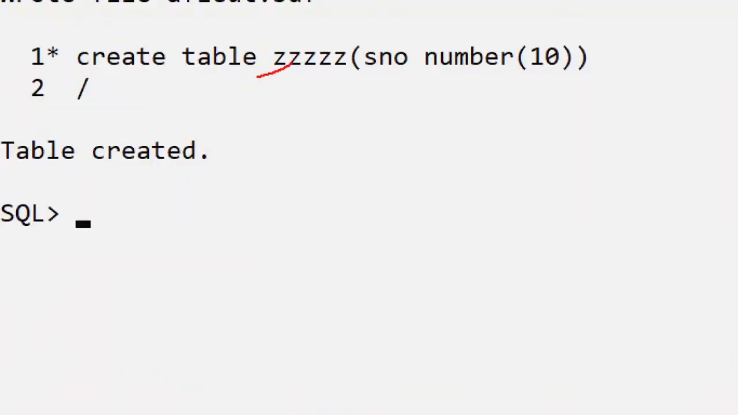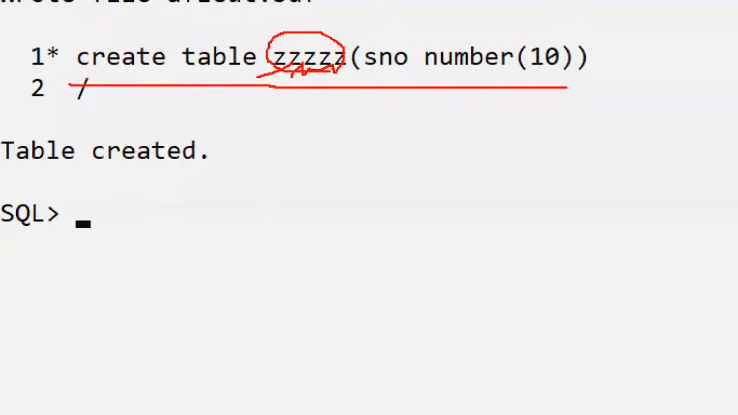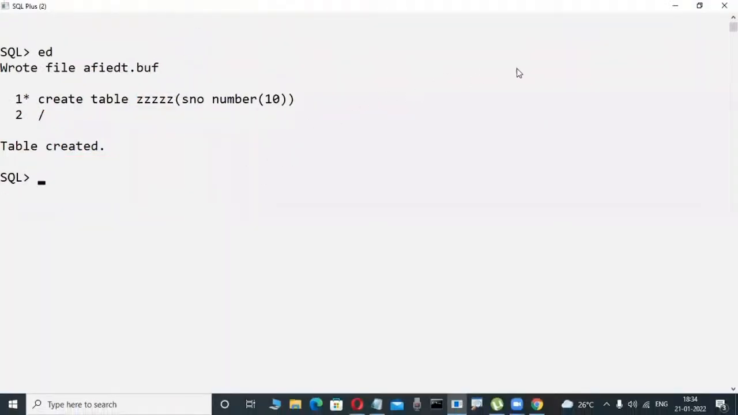Slowly observe here. Z is the name I am giving. Okay, fine. The table I'm creating is only in my Oracle database or SQL Server database or MySQL database. I'm creating a table. Okay, fine. Table is created. Slowly observe it here. This table is created.